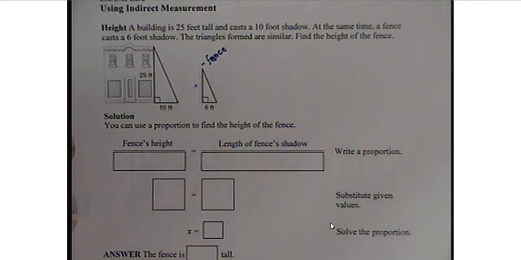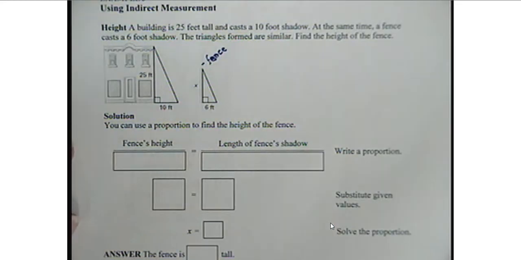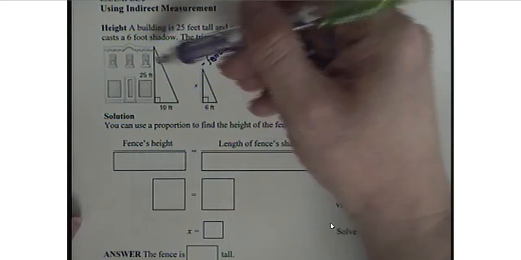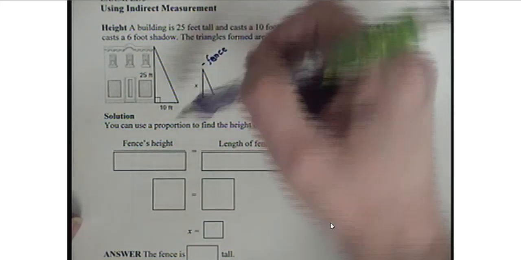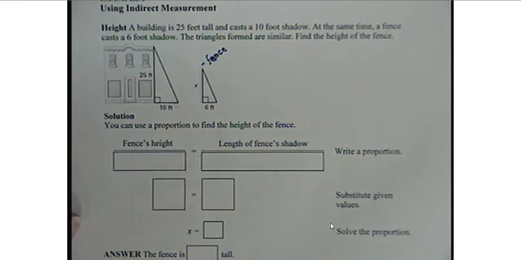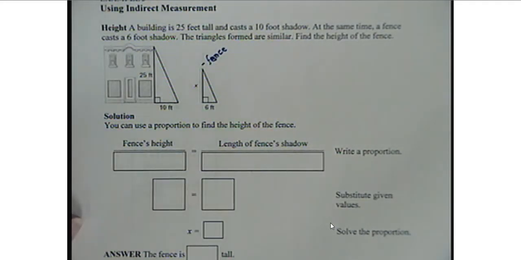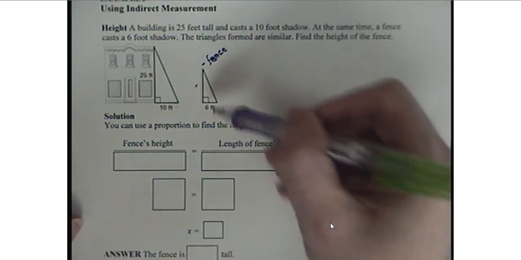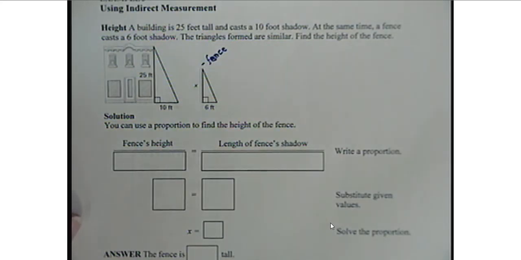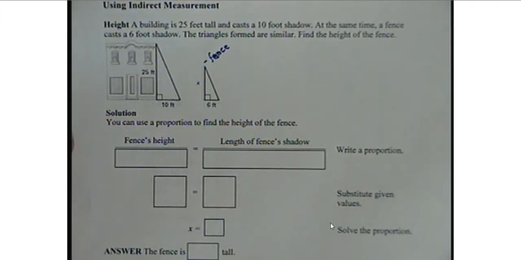So we have indirect measurement here. Height of a building is 25 feet. So here's the building, this is the height, 25 feet tall, and casts a 10-foot shadow. So the shadow of this building, sometimes during the day, is 10 feet. At the same time, a fence, so this is the fence here, is a 6-foot tower, and also 6 feet will be the shadow of this fence.